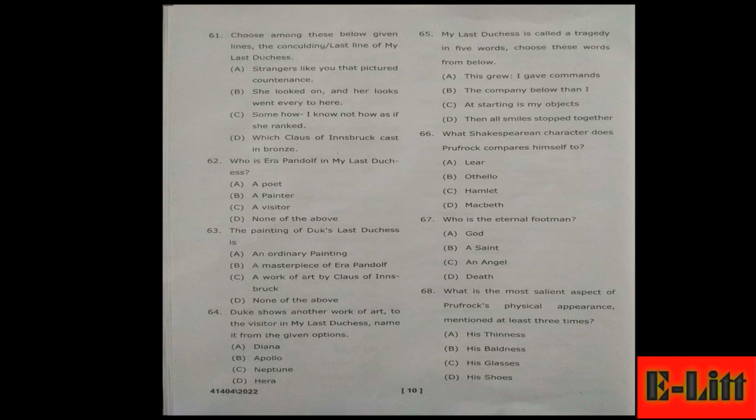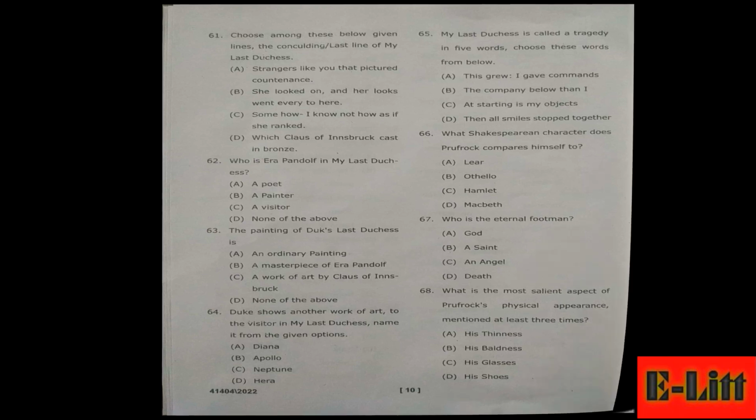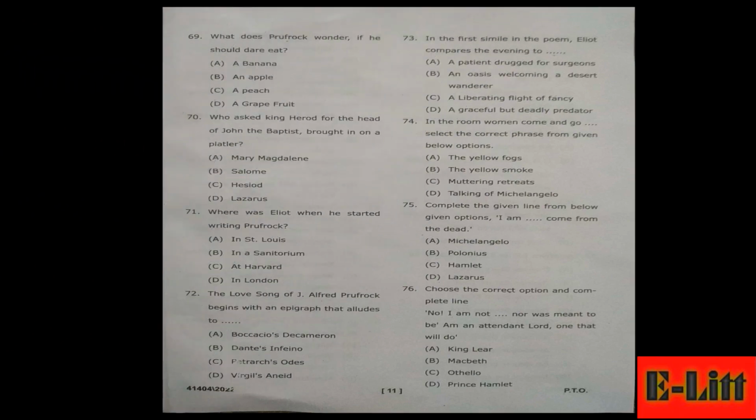What is the most salient aspect of Prufrock's physical appearance mentioned at least 3 times? The correct answer is his baldness. Next question. What does Prufrock wonder if he should dare eat? The correct answer is a peach. Option C is right. Who asked King Herod for the head of John the Baptist brought in on a platter? The correct answer is Salome.